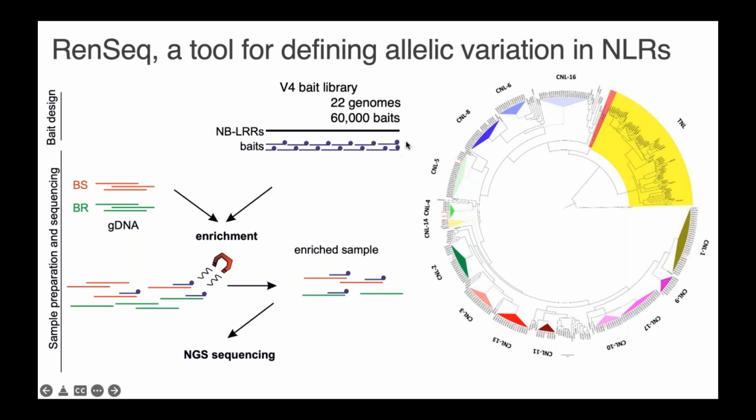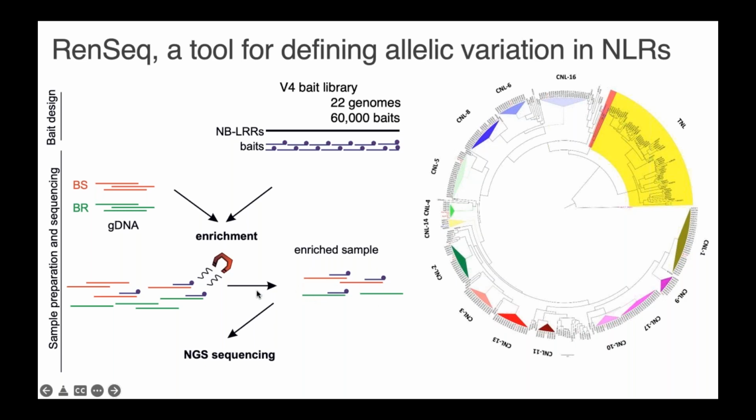In our case, we use version 4 of our Solanum bait library, which was developed by Burkhard and Camille from the John Innes Centre and the Sainsbury Laboratory, respectively. This is based on 22 different genomes of wild Solanum, and it includes 60,000 RNA baits. Using these biotinylated RNA baits, we can mix them with gDNA from different samples, in this case from a bulk susceptible group and a bulk resistant group, and then we can enrich using that biotin tag to have an enriched sample containing our NLR encoding genes.